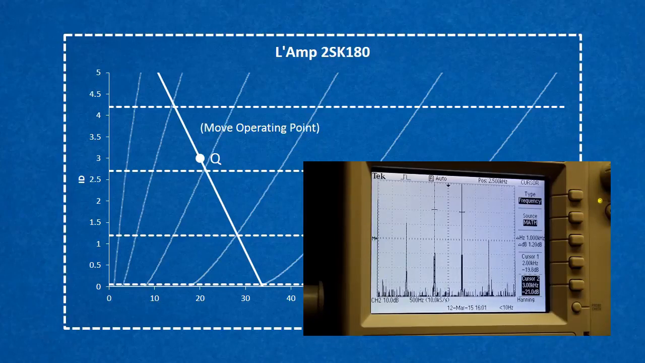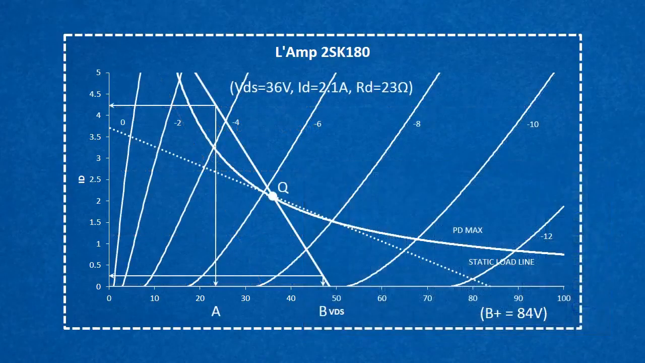In the final version of the amp, I changed the load and the Q point. The operating point is now at 36 volts, 2.1 amps, and the load is around 23 ohms. This required a B+ change to 84 volts. Now we can get 9 or 10 watts before clipping, and the distortion at a watt is nearly half of the original.